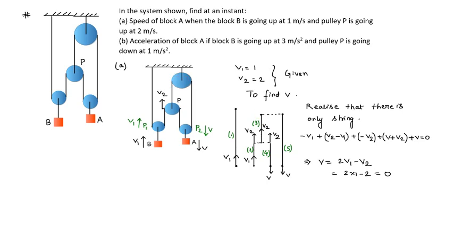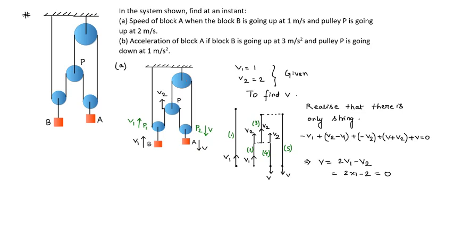For segment 4, again you can say that the bottommost point is in contact with pulley P2, which is moving downward with a velocity v. So this particular point will also move downward with a velocity v. And the topmost point of this particular segment is in contact with pulley P, which is moving upward with velocity v2. So this point will also move upward with velocity v2. The last segment, segment 5, the bottommost point will have a velocity v in the downward direction, and the topmost point will have a velocity 0.